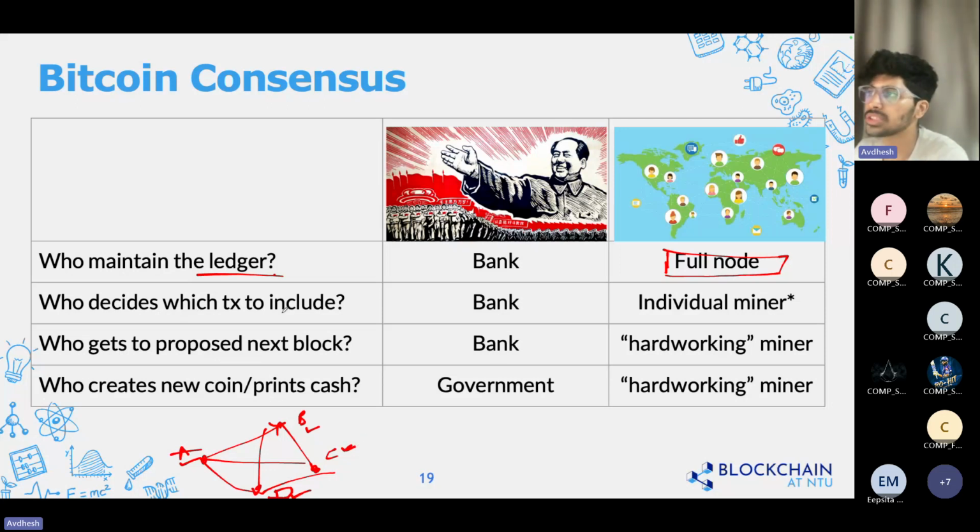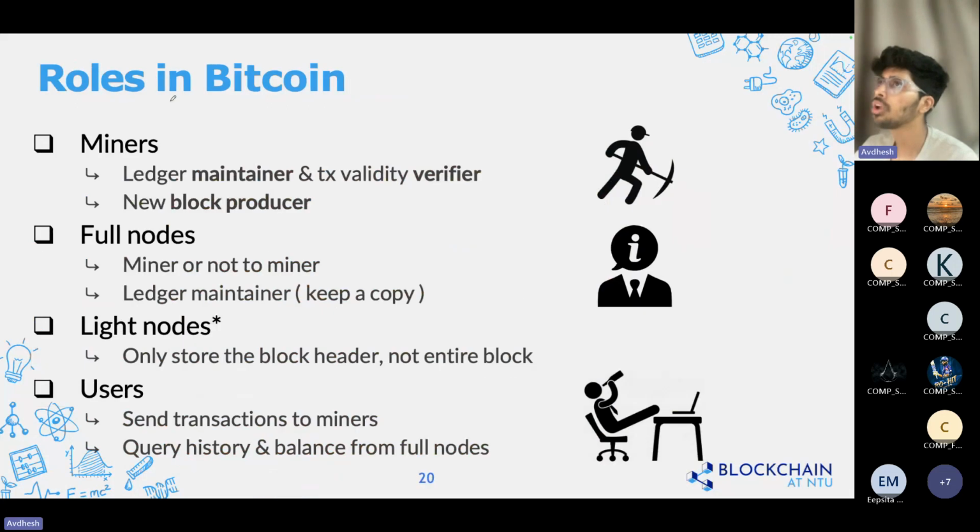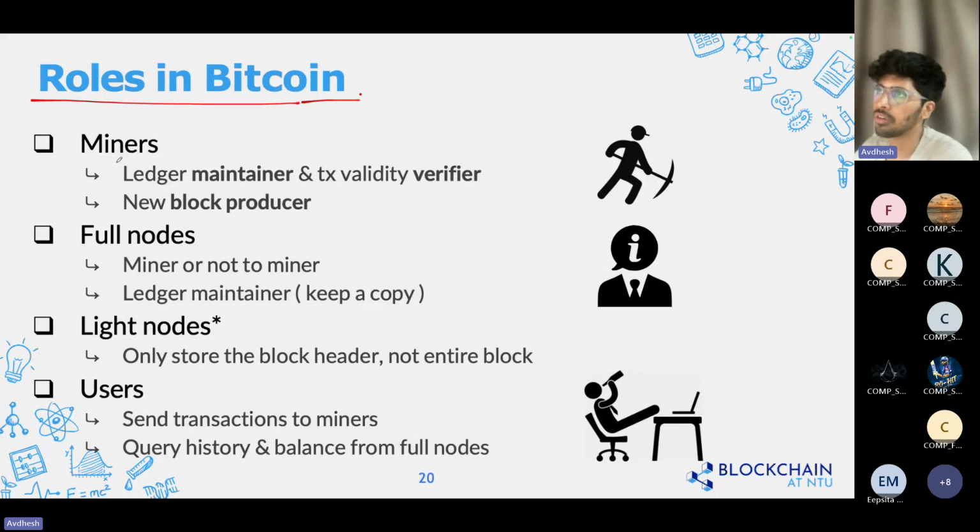And who decides which transaction to include? It's an individual miner. We'll go through the miner right now. So what are the roles in the Bitcoin system, the mechanism? There are mainly two roles, the miner and the user. I don't think we should go into more detail, because it will be very heavy for you guys. So we'll just discuss miners and users.